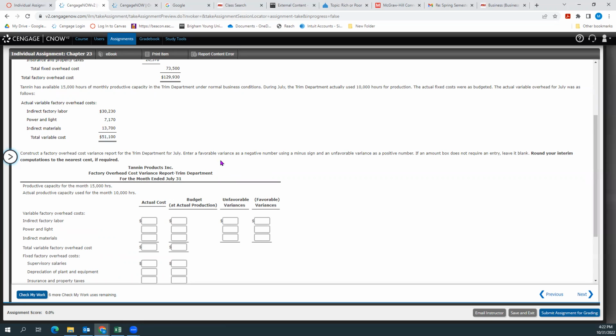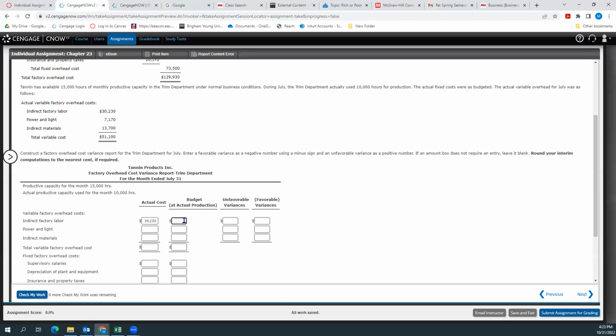And so we're going to enter any favorable variances as negative numbers using a minus sign and unfavorable variances as positive numbers. You'll see as we go through it. It also says to round our interim computations to the nearest cent if required. All right, so we'll start with our variable factory overhead costs, and we'll start with indirect factory labor. Our indirect factory labor is given to us right here. So 30,230. That's what we actually spent.